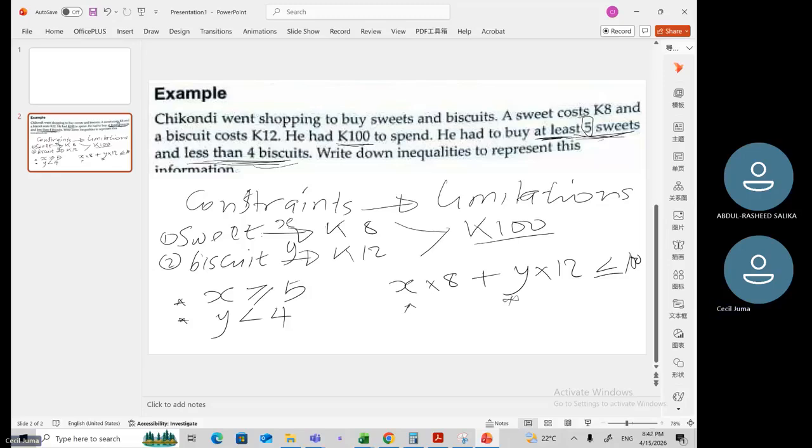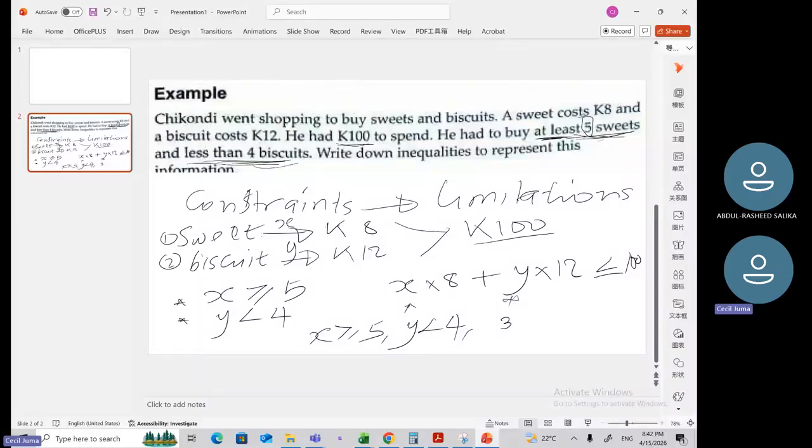So reaching this far, we now have 3 inequalities. The first inequality, your sweets should be greater than or equal to 5. The second inequality, your biscuits should be less than 4. And the third inequality is the total cost, the total amount of money that you can spend.